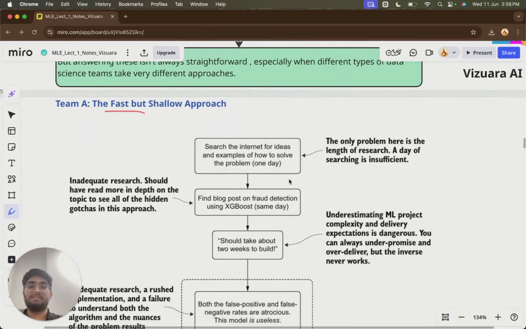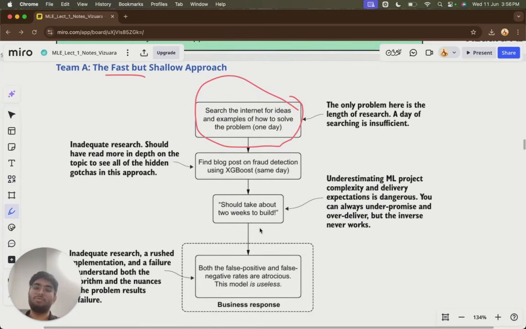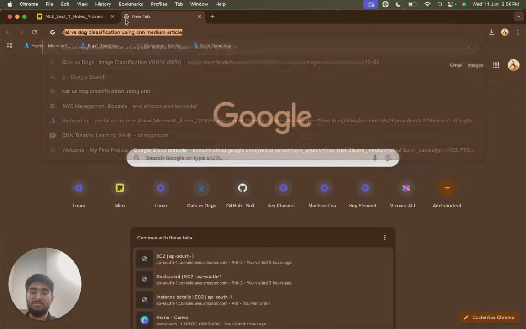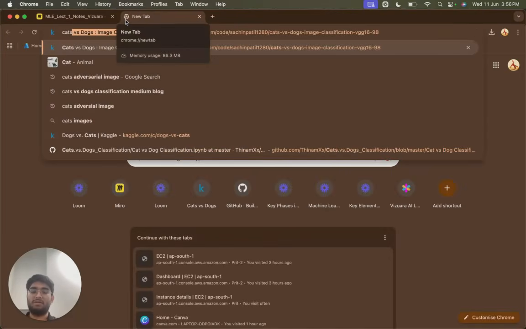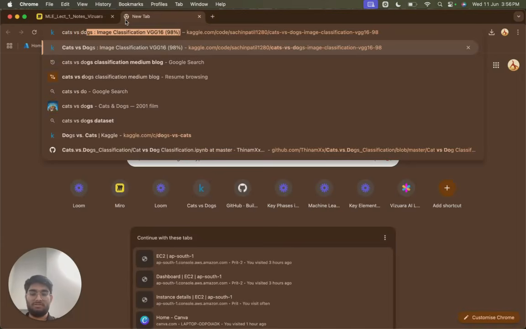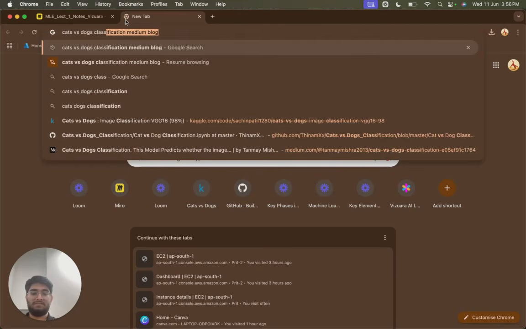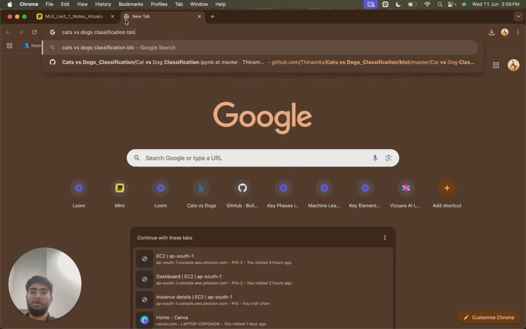What they do is they search on the internet for ideas and examples of how to solve the problem. This is the first mistake which we are doing. The only problem here is the length of research. A day is not sufficient. So let's go through the approach which team A is taking. What team A does is they search for cat versus dogs classification blogs.